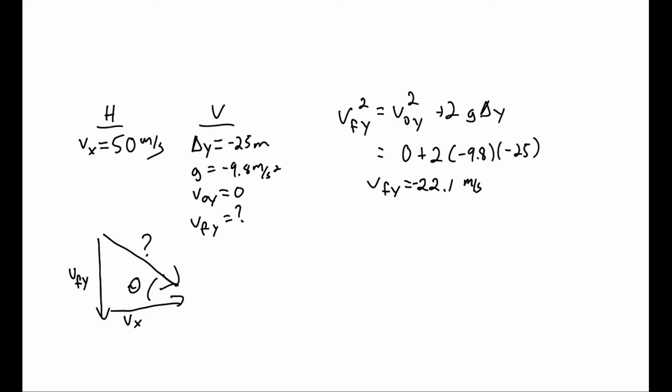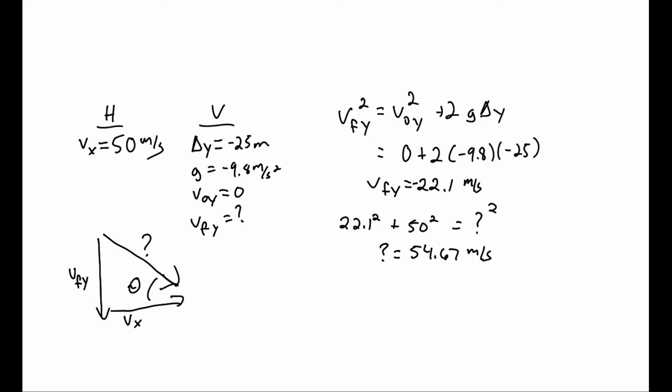Now we're going to do the Pythagorean theorem with that triangle over there. So we're going to do 22.1 squared plus 50 squared equals question mark squared. I'm supposed to call that VF. And so what is the overall speed it hits the ground with? 54.67 meters per second. So that's how fast Allie hit the ground.